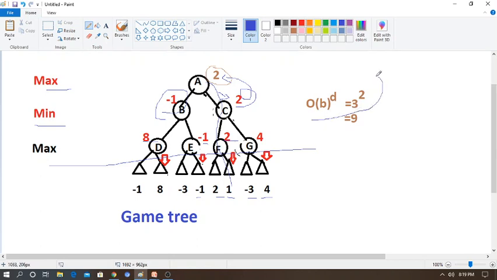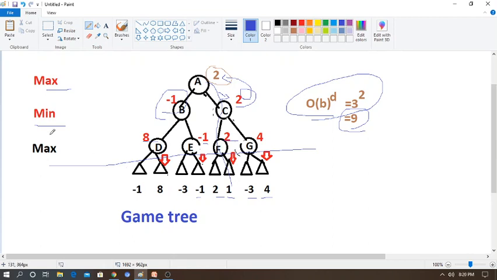Branching factor, order of b to the power d. The branching factor I told you is the number of children, and d denotes the depth. Here the number of children is 3 and the depth is 2, so the complexity becomes 9 here. If you select chess, what happens? It will take 35 to the power 100 and so many options. Here if you use the minimax, it takes less time and gets the solution as soon as possible.